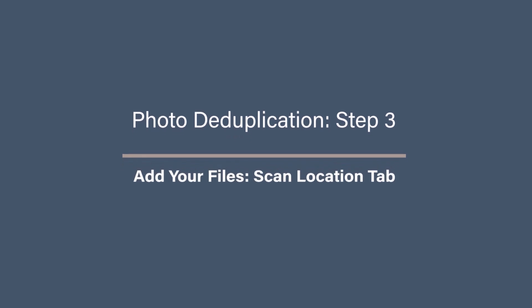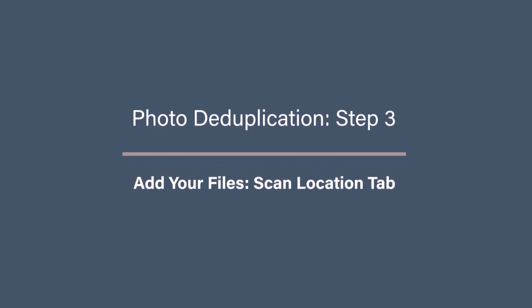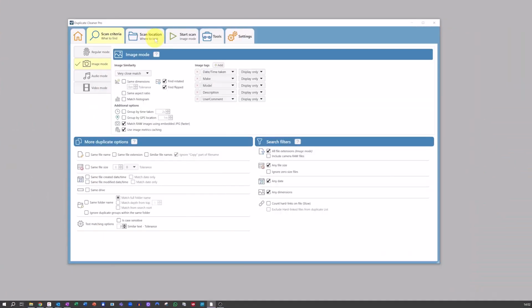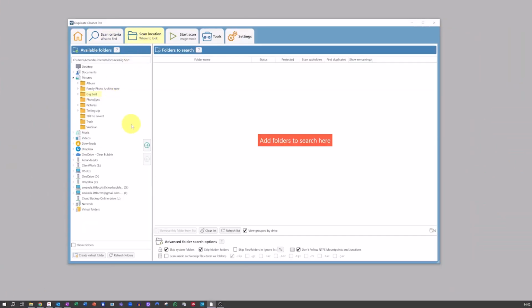Photo deduplication. Step 3. Add your files, scan location tab. Select the folder that you want to sort from the left-hand side, and with the arrow, move it over to the list in the search area. You can select multiple folders at once.